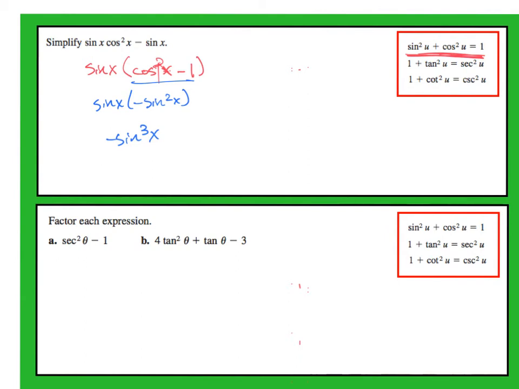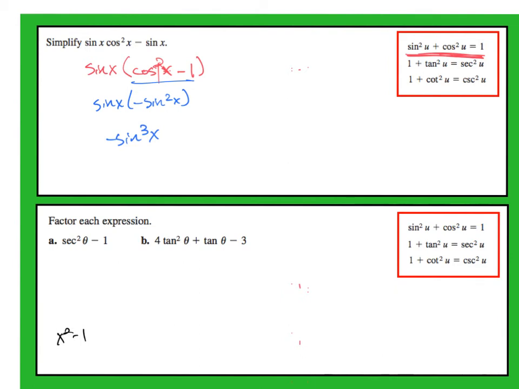All right, this next one. I have secant squared theta minus 1. And again, I'm going to factor. I'm going to simplify this expression. All right. Well, what kind of form is secant squared theta minus 1 in? A difference of squares, right? So isn't this the same thing as like x squared minus 1? Except instead of x, now it's going to be secant of theta.